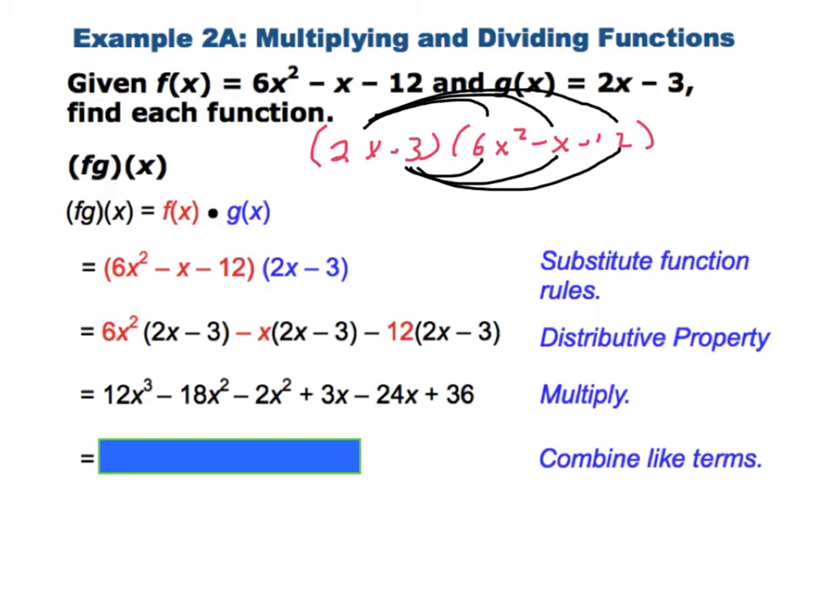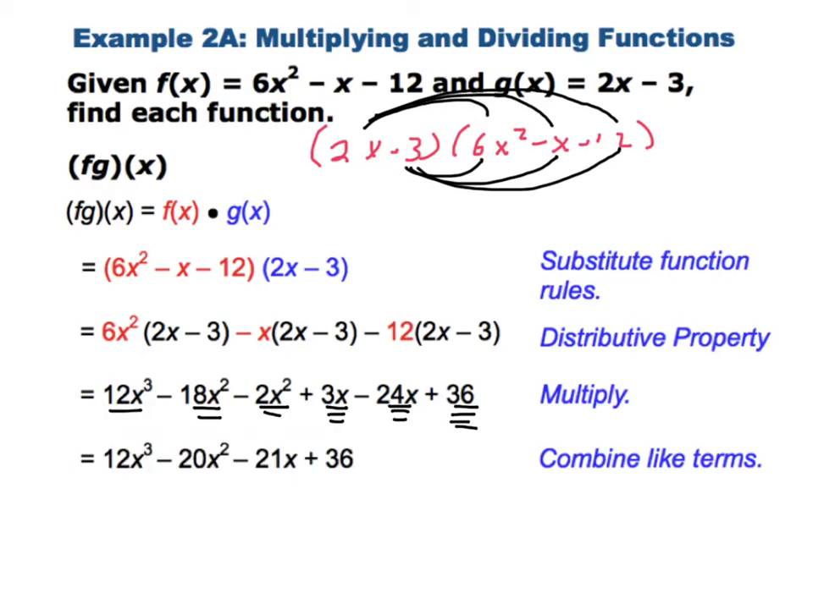Now at this point, you're going to add like terms. So, let's underline the x cubes. There's only one of them. What about the x squareds? Well, right there. And the plain old x's, right there. And then, of course, we have our constants. We're going to add like terms. And after you add like terms, it's going to look just like that right there. And that's all there is to multiplying polynomials.